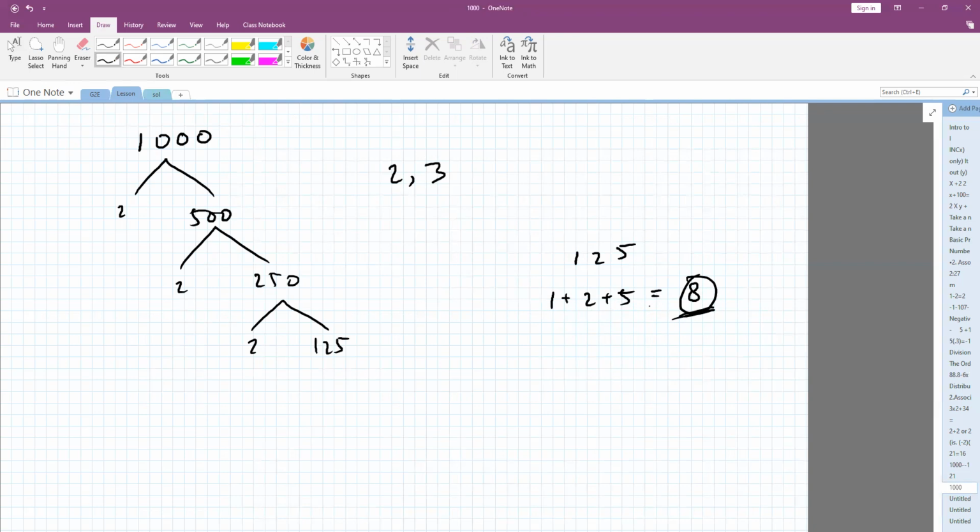If you want to know a number can be divided by 3 or not, there is a rule for it. The first thing is you have to add the digits. So 1 plus 2 plus 5, and that gives us 8, right? Now you see, can we divide 8 by 3? No. So if you cannot divide 8 by 3, that tells us this number 125 cannot be divided by 3.